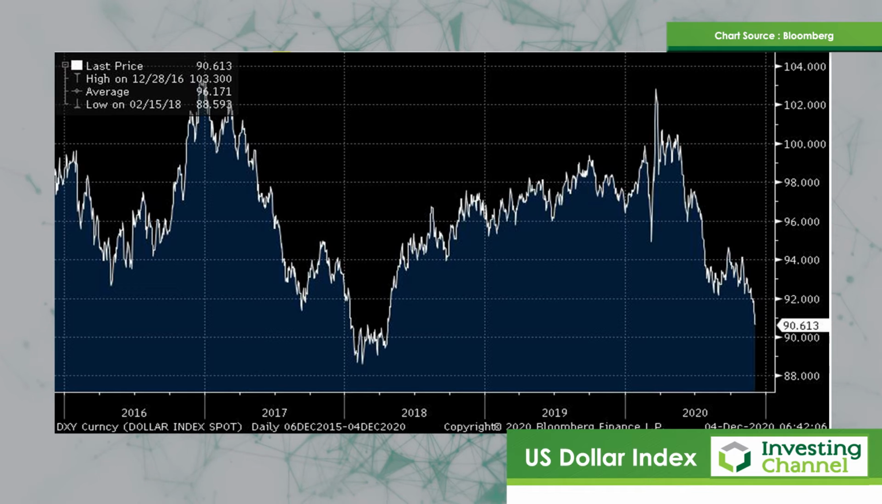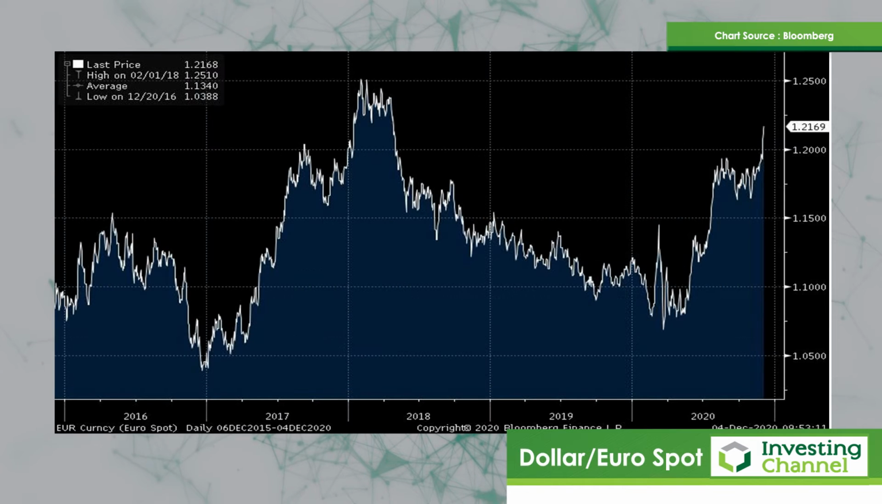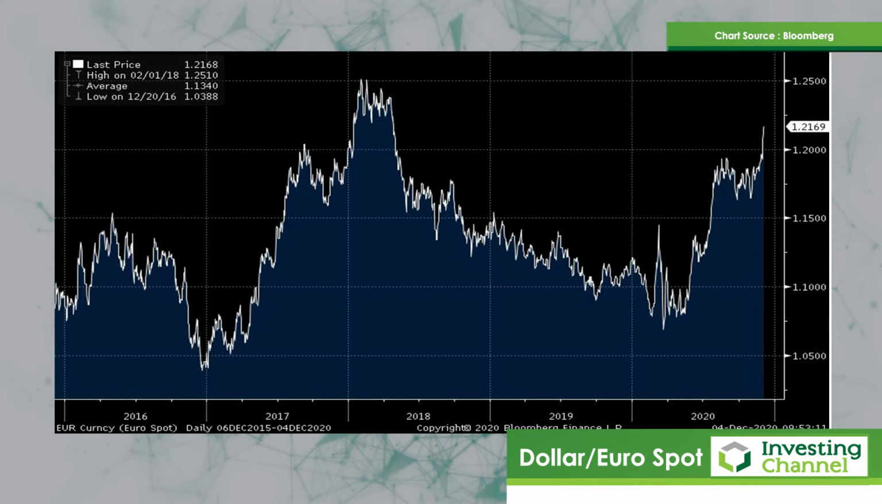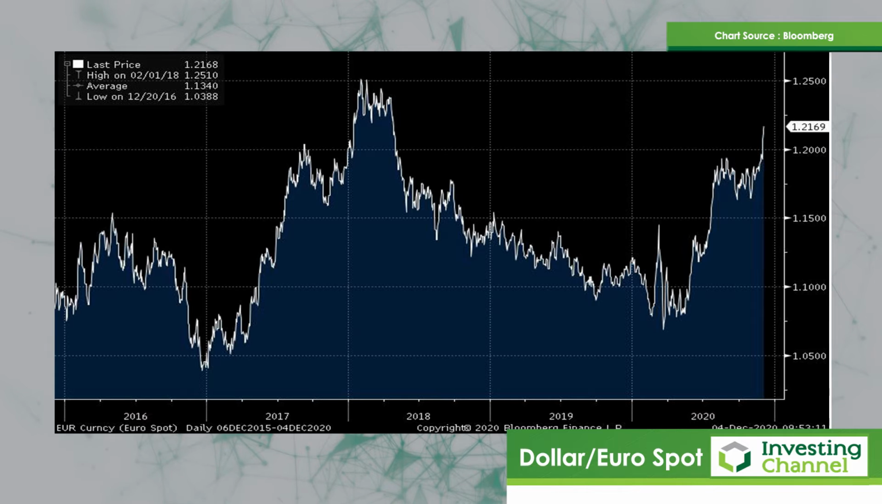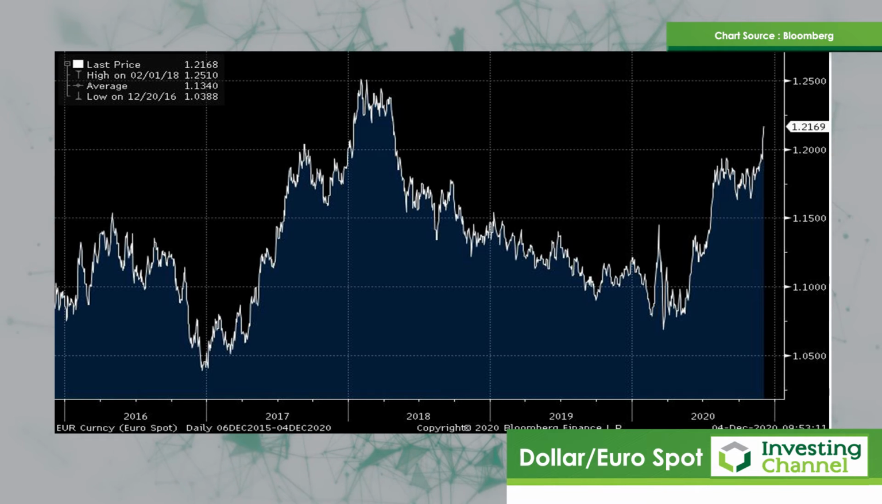But for some of these moves in the dollar, obviously the thing that people focus on most is euro dollar. And that's the next chart. And as one can see, we are again back at those sort of levels, very much in a similar vein to the dollar index that we saw back in 2018, threatening a test of 125.